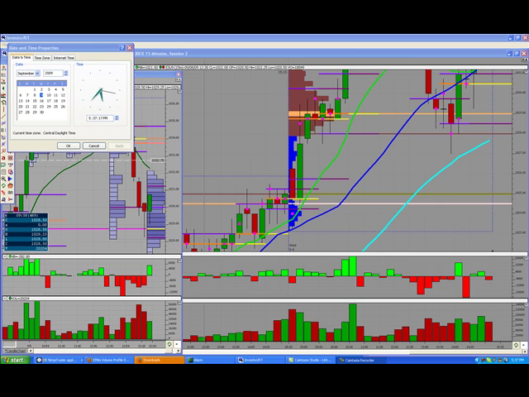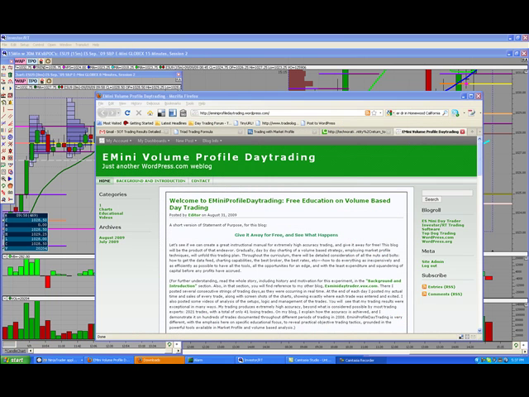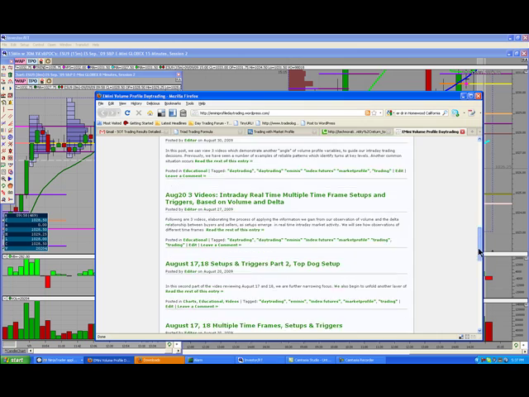Today is Wednesday, September 9th, the day before rollover in the ES Minis contract. We are going to be looking at some of today's trading setups from the perspective of E-mini volume profile day trading, which is our blog, which all you viewers are welcome to go and see.